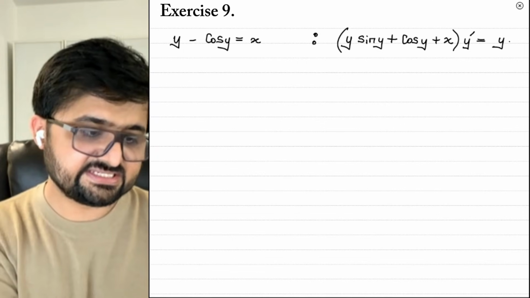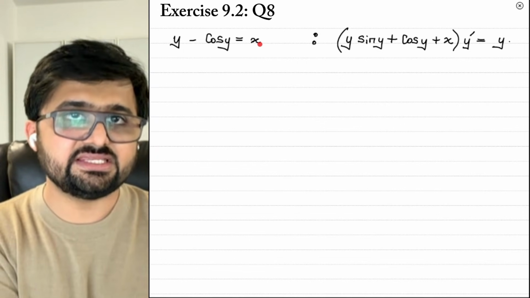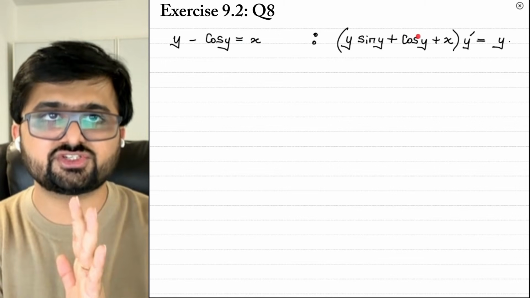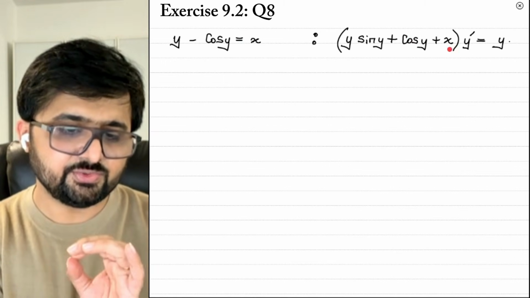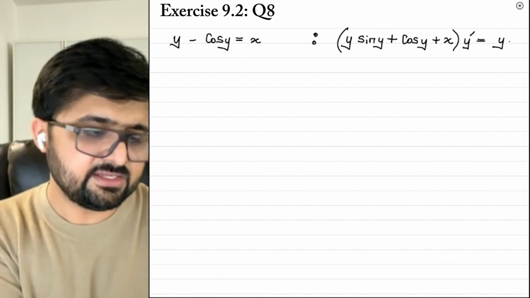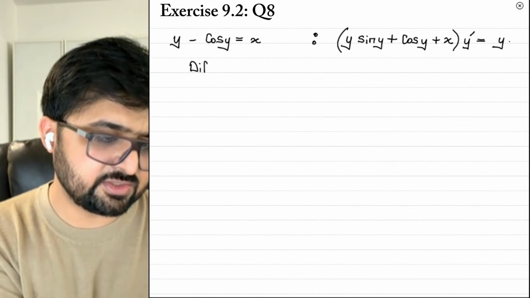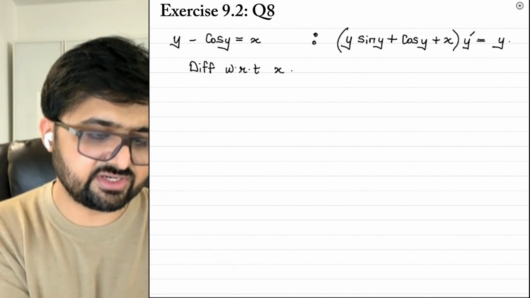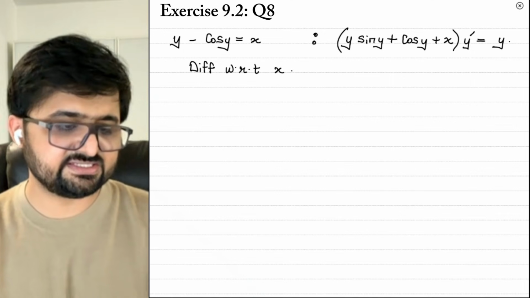All right, let's look at the next example. y minus cos y is equal to x. We need to prove that this equation in x and y is a solution of this differential equation. Notice that there is just one y dash, so we'll just have to differentiate this one time. Let us differentiate this equation in x and y with respect to x, and let's see what we get.